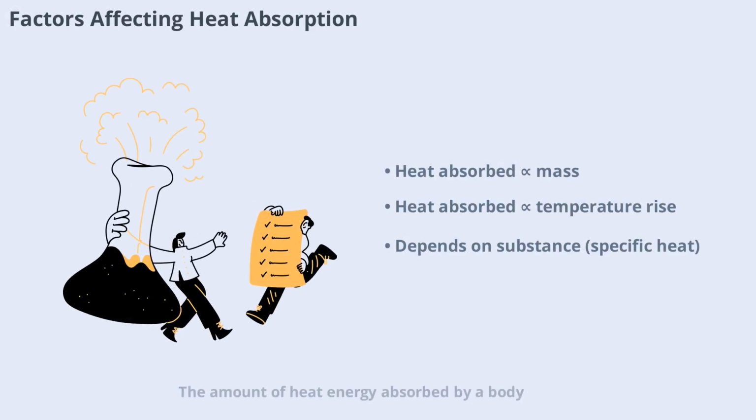The amount of heat energy absorbed by a body to increase its temperature depends on three main factors: the mass of the body, the rise in temperature, and the material or substance of the body. Experimentally, it's observed that heat absorbed is directly proportional to both the mass and the temperature increase. Additionally, the nature of the substance, expressed as its specific heat capacity, plays a crucial role. Let's break down these relationships further.